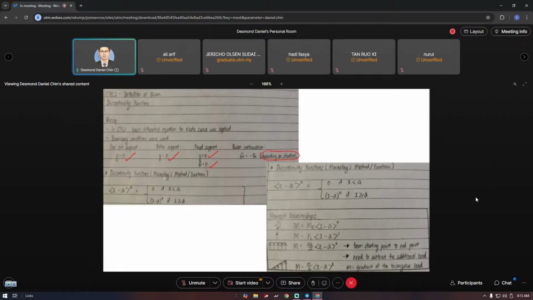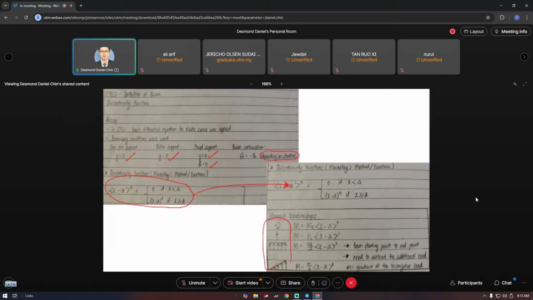If you take a look at this mathematical equation, I don't think you will be able to understand specifically, but nonetheless, we will do the examples later on so you will understand it further. This is the discontinuity function method, whereby for the moment relationship, there are 4 equations that you need to remember.